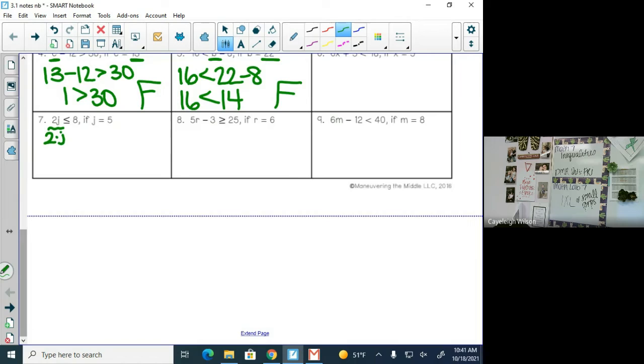So I'm going to take that 5 and put it in for J. So 2 times 5 is less than or equal to 8. So that's how I should have it set up, because it's 2J, so 2 times J. Are we okay on that? All right, what is 2 times 5? 10. So it's eating the 8. So it's saying 8 is bigger than or equal to 10. False. That one's false.